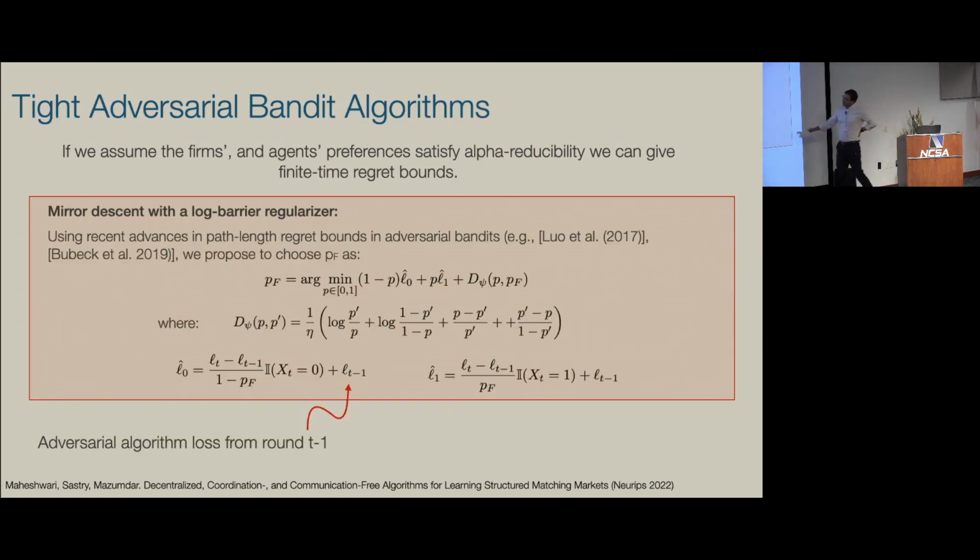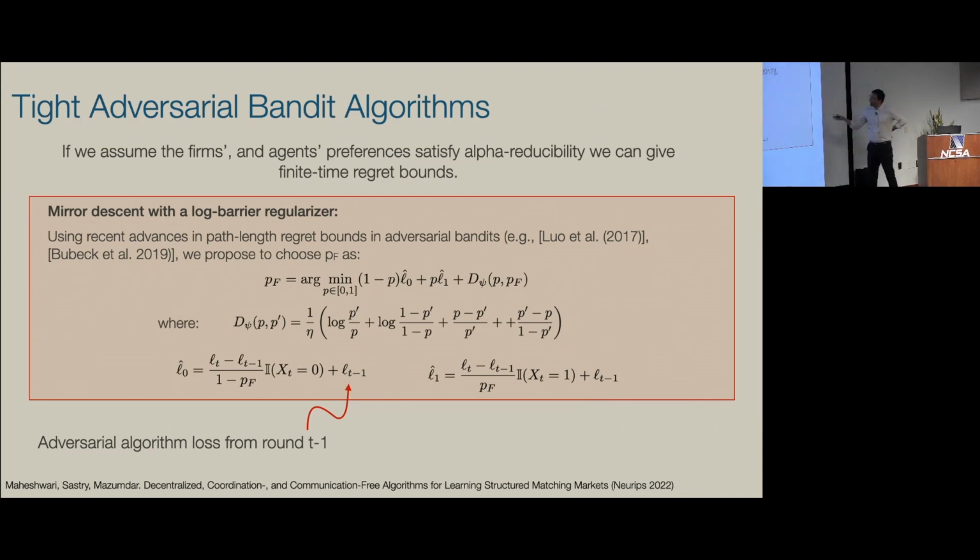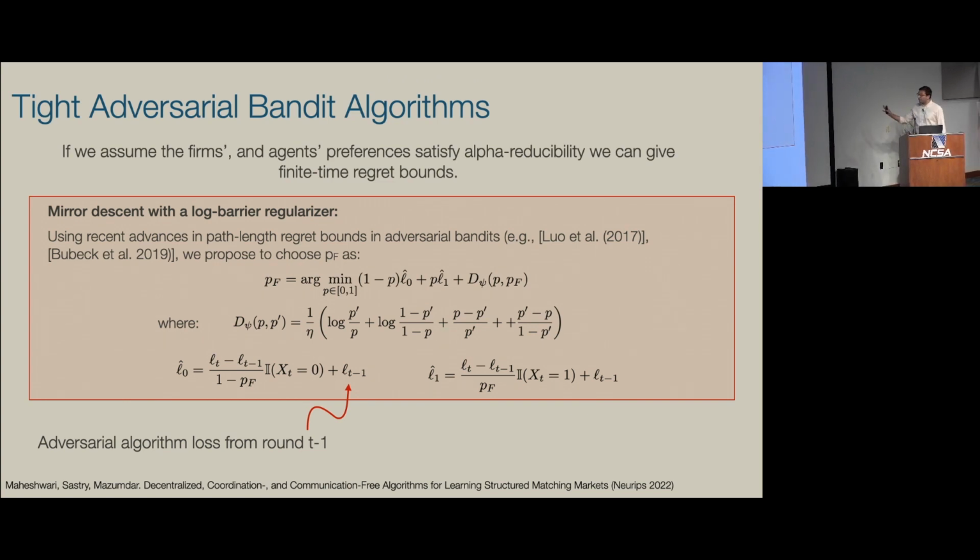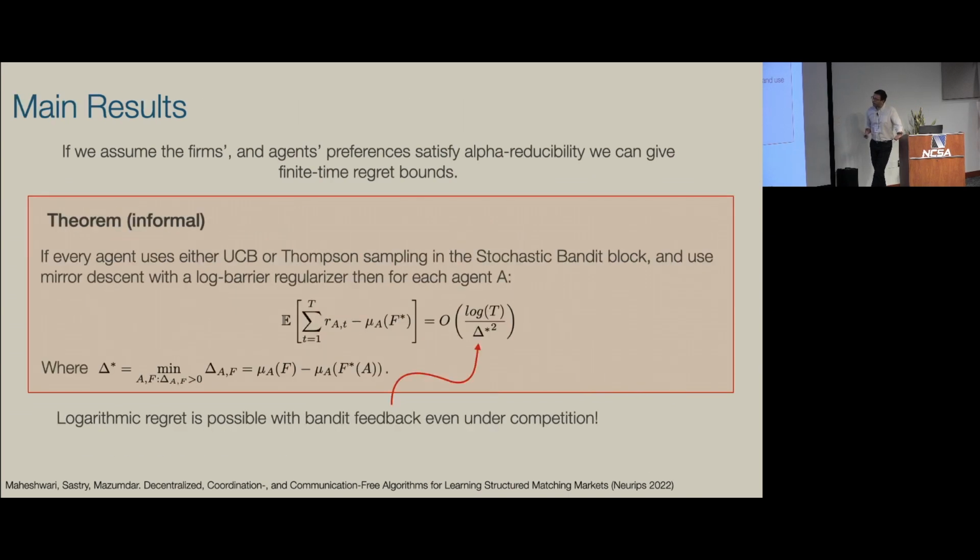So this adversarial bandit algorithm that we choose is one that gives you path length regret bounds. And this was, as I mentioned, an idea proposed by Haipeng Luo and his collaborators. Bubeck and others have expanded on this. The general idea is you're going to update your probability, the coin flip probability, according to this update rule. So it's basically online mirror descent with a different regularizer. And given your loss, you update your probability.